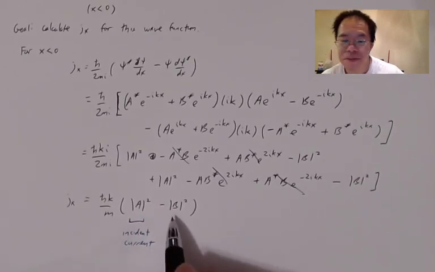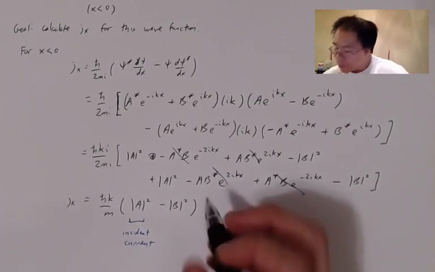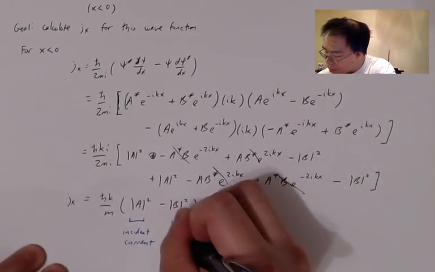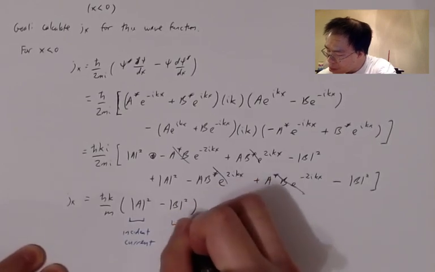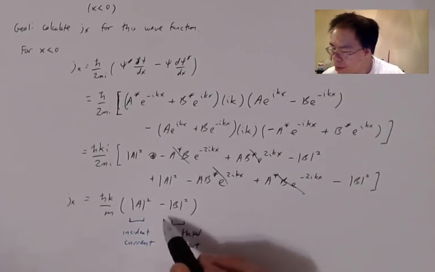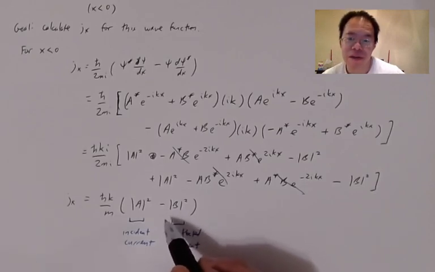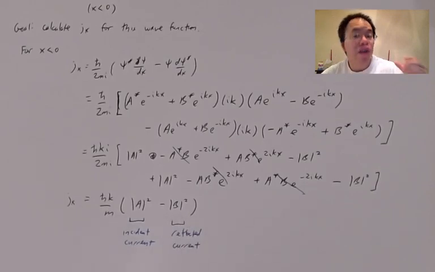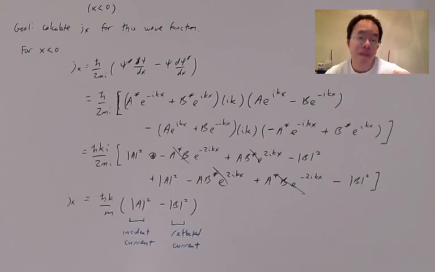Similarly, this piece is going to be the probability current associated with my reflected wave. And the sign makes sense, because we know that something that's reflected is going to be going to the left. That's why this minus sign makes sense. That reflected wave should be transporting probability in the negative direction. So that's helpful.